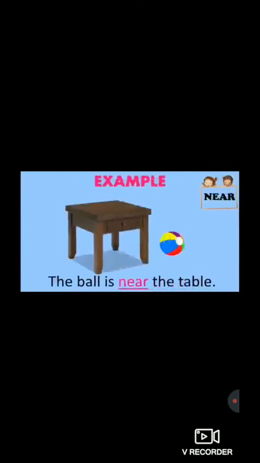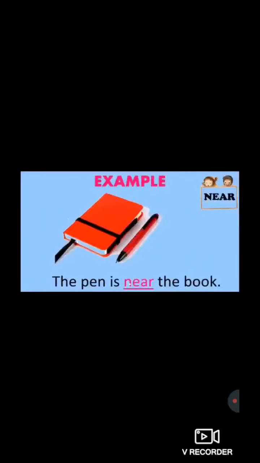Now students, the next example is of near. So here the sentence, the ball is near the table. Can you see, students, where is the ball? Yes, the ball is kept near the table. Now, the next example of near, the car is parked near the house. Now, the pen is near the book. Yes, students, by observing the pic, you can say that the pen is near the book.